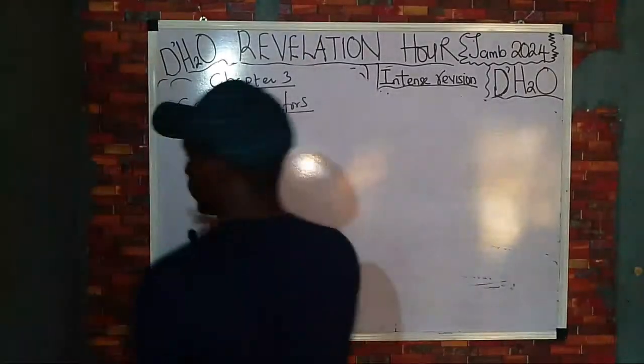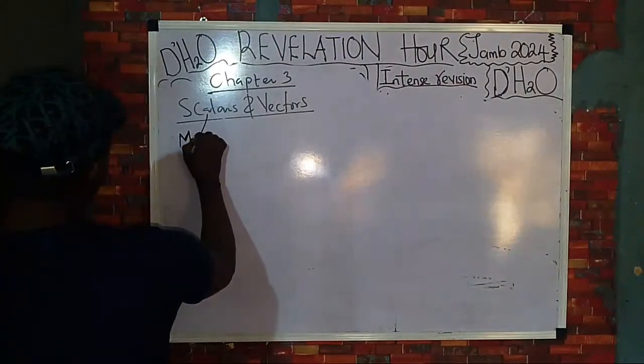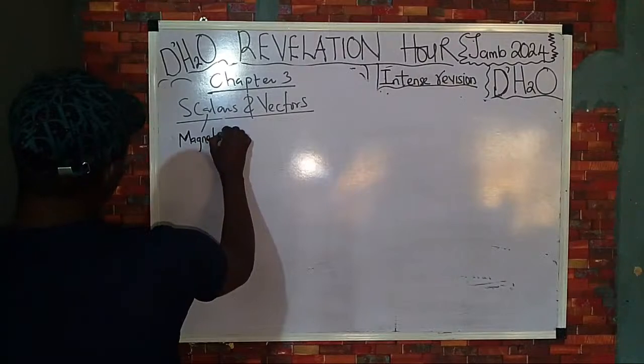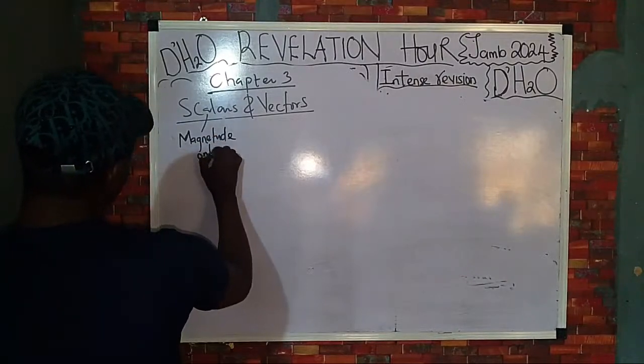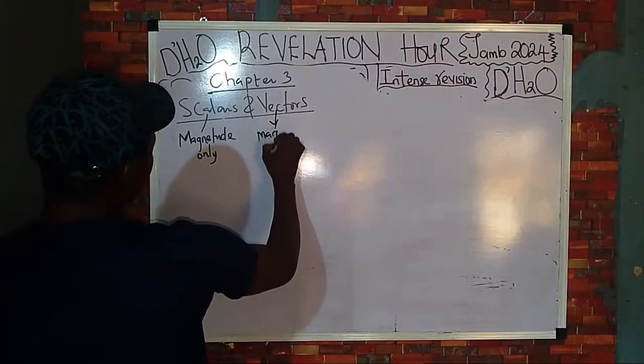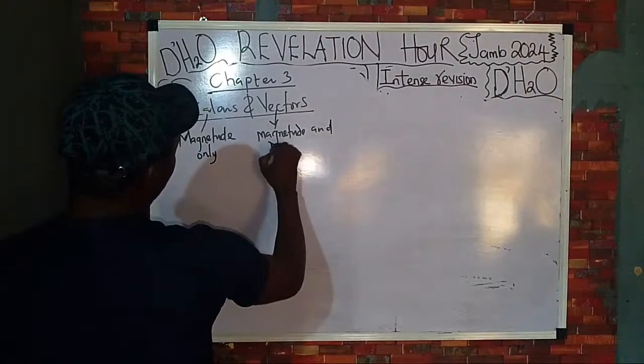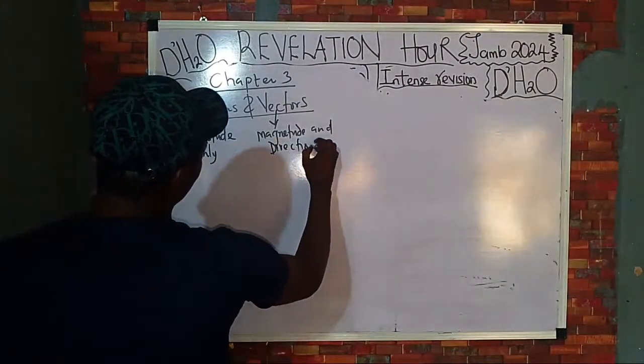This one, they don't get direction. They are made up of magnitude only. This one, they have both magnitude and direction. Okay?